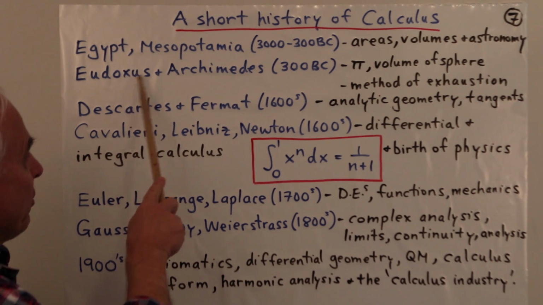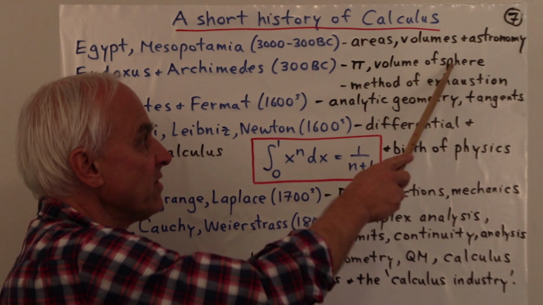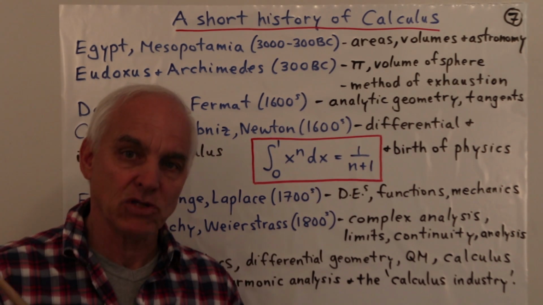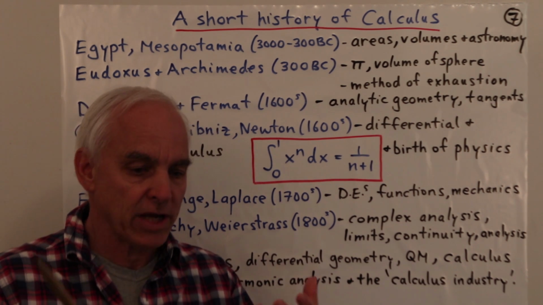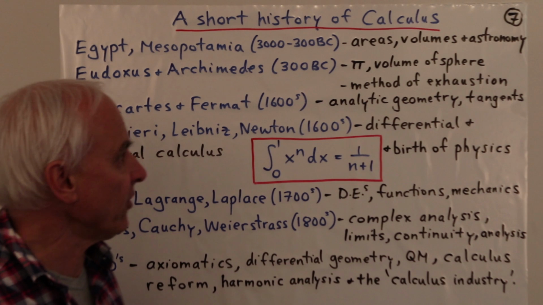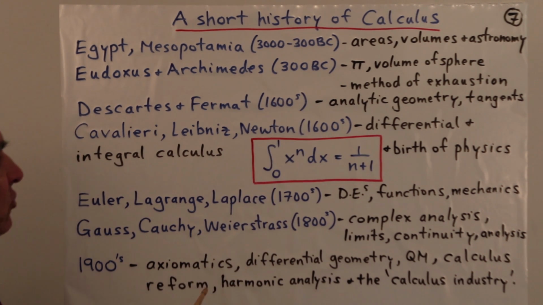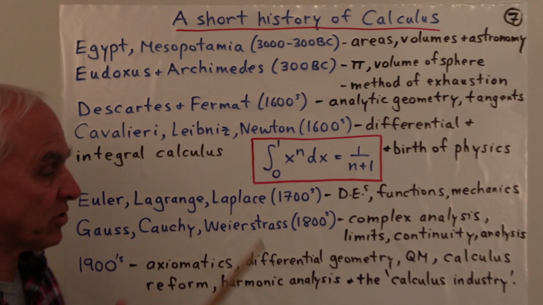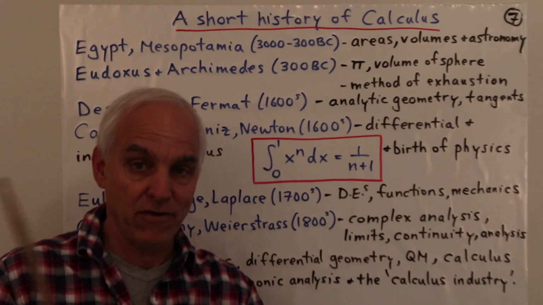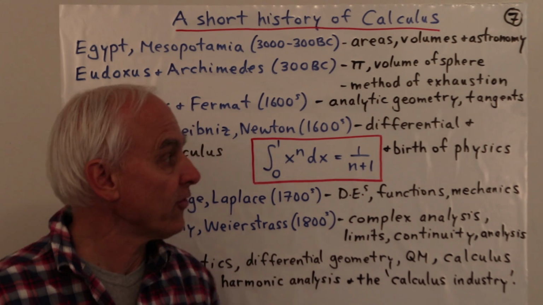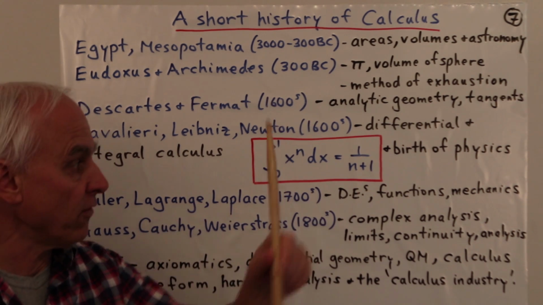Then to the Greek period with Eudoxus and Archimedes, the method of exhaustion, the volume of a sphere, Archimedes' work with pi. These are precursors to the calculus and certainly have strong ingredients of the calculus in them already. Then we move to the critical 17th century with Descartes and Fermat's introduction of analytic geometry, creating a planar framework for doing calculus, and already investigating properties of tangents to curves.